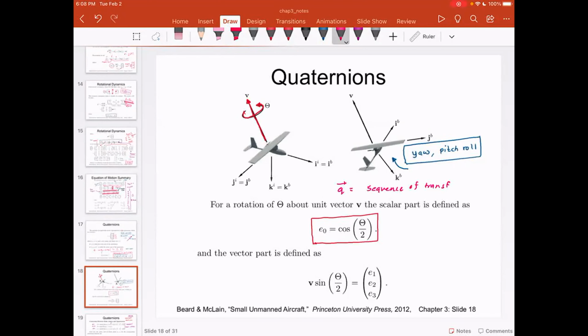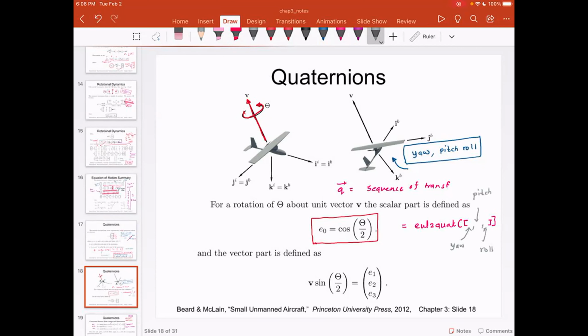And if you use Matlab, then the Matlab command to do that is EUL to QUAT. In the parentheses, you will have to specify yaw, pitch, and roll.